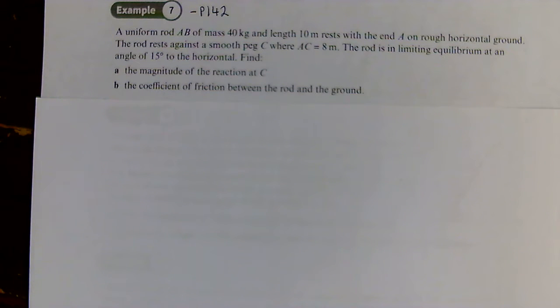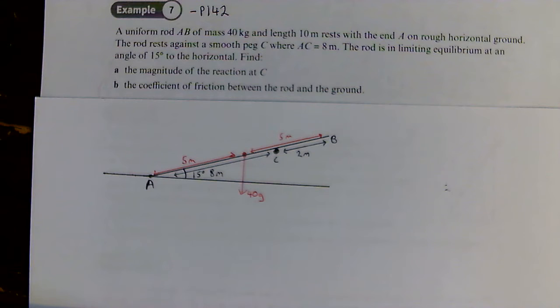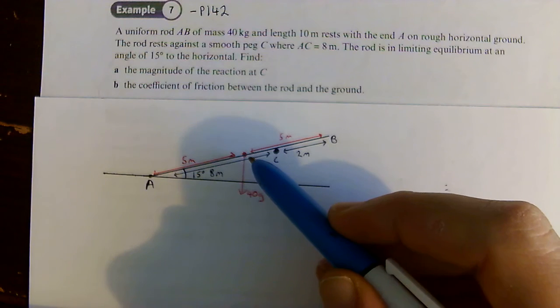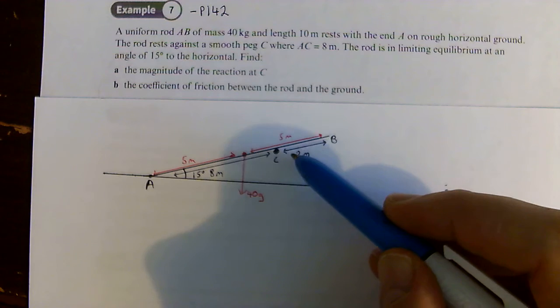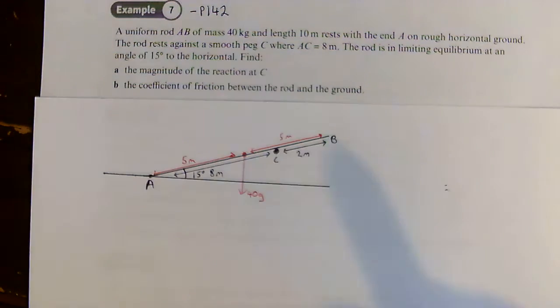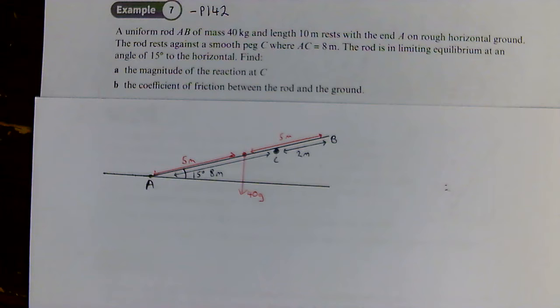A uniform rod, a reminder that uniform means that you can take the centre of mass as being in the middle of the rod, of mass 40 kilograms and length 10 meters, rests with the end A on rough horizontal ground. So we're going to start drawing that. So here's the drawing that I've got so far. We've got the 5 meters on either side of the centre of mass. We've got 8 meters up to the peg at C, and we've got 2 meters from C to B, and it's a 15-degree angle.